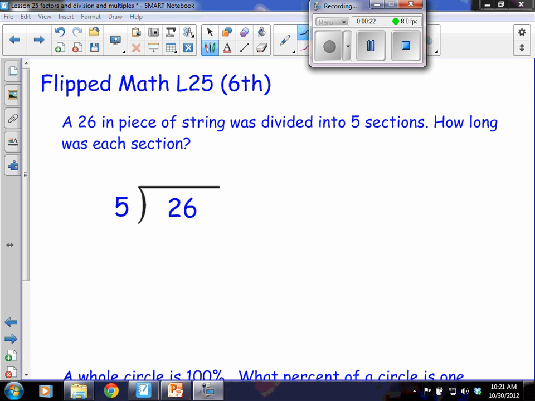So, for example, it says a 26-inch piece of string was divided into 5 sections. How long was each section? We have a 26-inch piece of string, and we want to divide it into 5 sections. So 5 goes into 2 zero times, 5 goes into 26. I know 5 times 5 is 25. And so we can write that and subtract, and I have 1 left over.